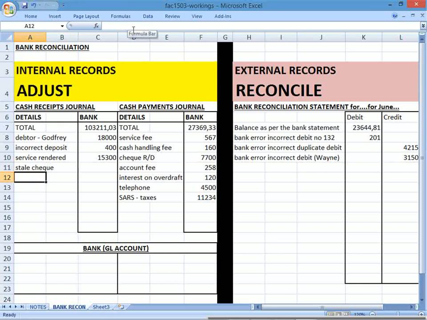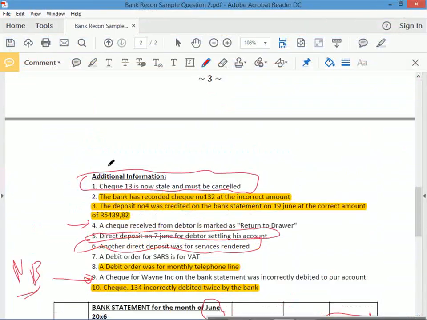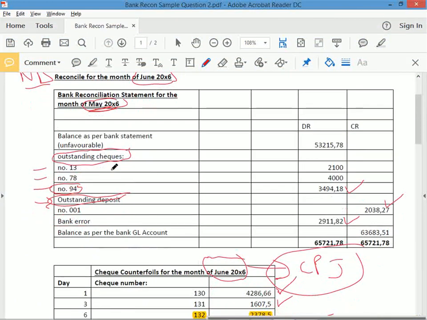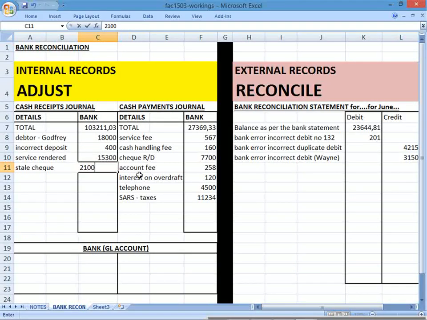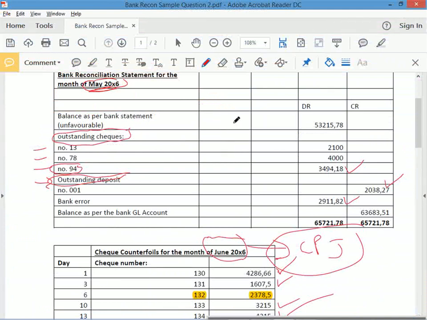And you can study that. Stale checks always go to the cash receipts journal. Dishonored checks always go to the cash payments journal. You can learn that, you can remember that. It's not going to change. What is the check for? Let's get the amount. 2-1, correct. Perfect.